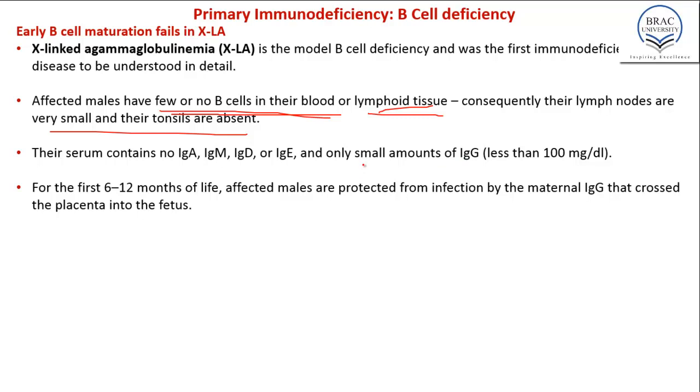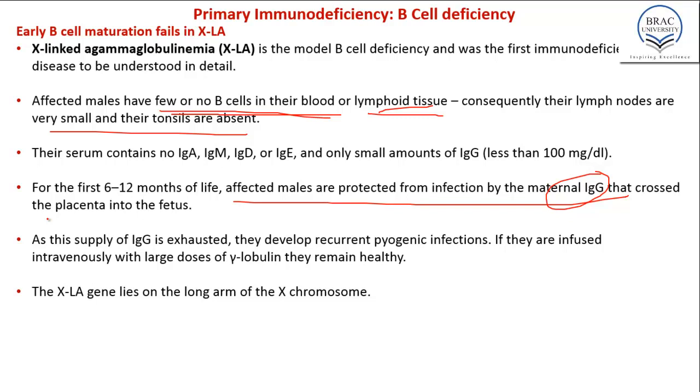For the first 6 to 12 months of their life, affected males are protected from infections by the maternal immunoglobulin G that crosses the placenta to the fetus. As the supply of immunoglobulin G is exhausted, they develop recurrent pyogenic infections. If they are infused intravenously with large doses of immunoglobulin G, they remain healthy.